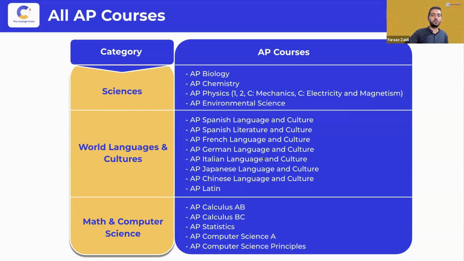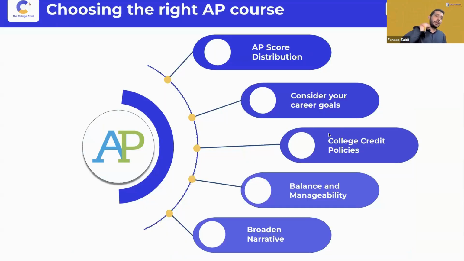Now, this brings us to this point. How do you actually make this choice? How do you actually select which AP you should be going through? So overall, we have created this list of 5 points that every student should be having a quick look over while you're deciding which AP you should be going for.